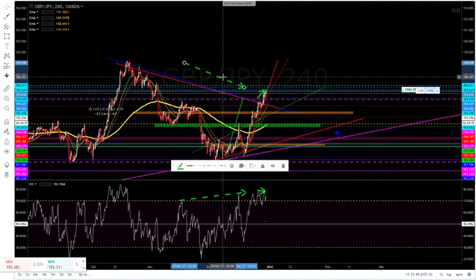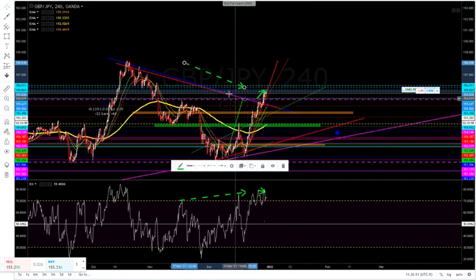Let me write this in my notes. Hold on. So on the divergence for H4, we got hidden divergence of downward movement. And it's kind of scary because, let me write this down.